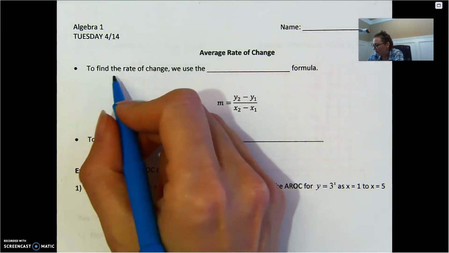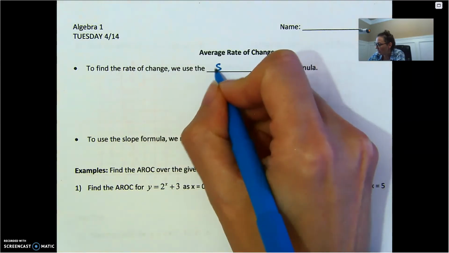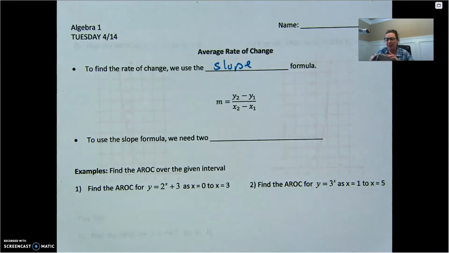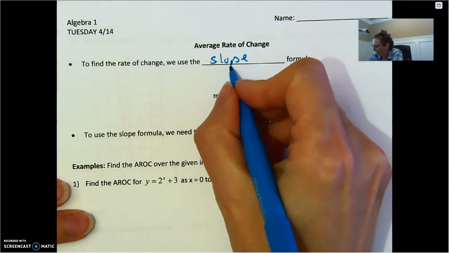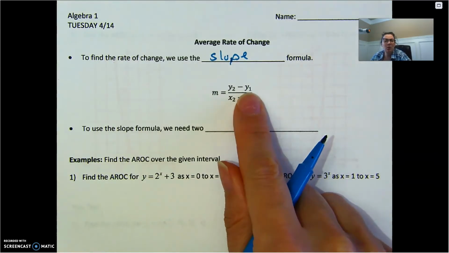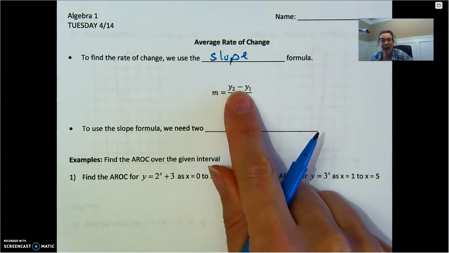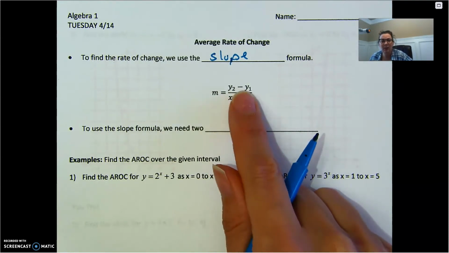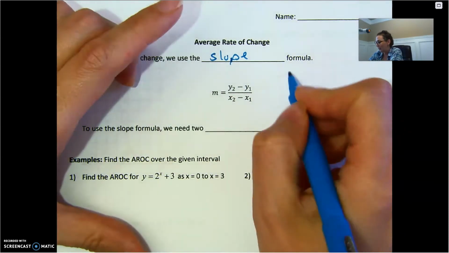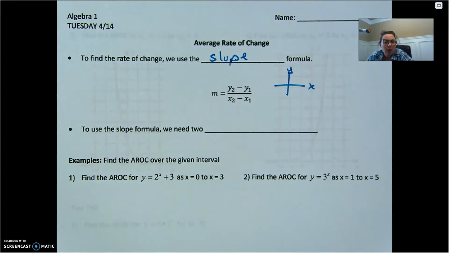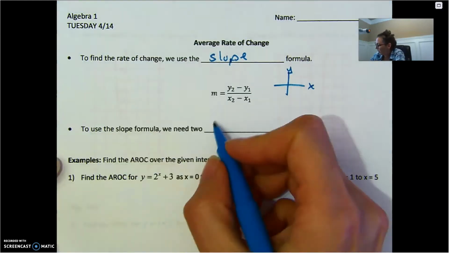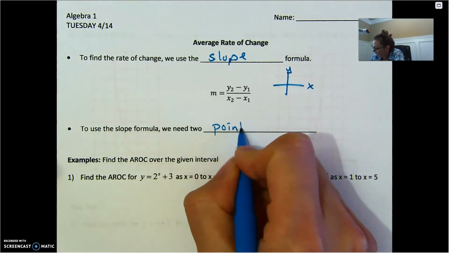Okay, so to find the average rate of change, we use the slope formula, which is right here. It takes 2 points, and you put the y's on top. Y to the sky divided by the x's. So we're looking at the change in the y-axis, right? And the change in the x-axis. Okay, so to use the slope formula, we need 2 points.